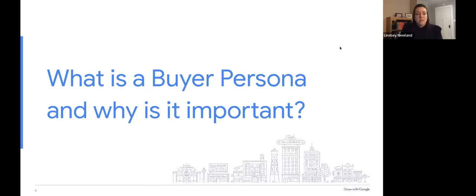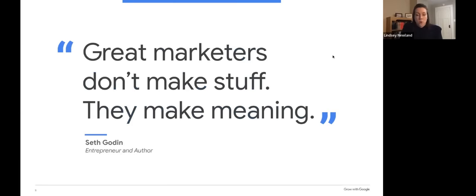One of my very favorite quotes, and I love Seth Godin, definitely a huge fan of his and his books, he's been around for several decades now. He's a marketer. He says, great marketers don't make stuff, they make meaning. And one of my favorite stories is an Instagram video that I watched. It was a gentleman who was talking to his two teenage sons, and he asked them a question: what do you remember about your 8th birthday?